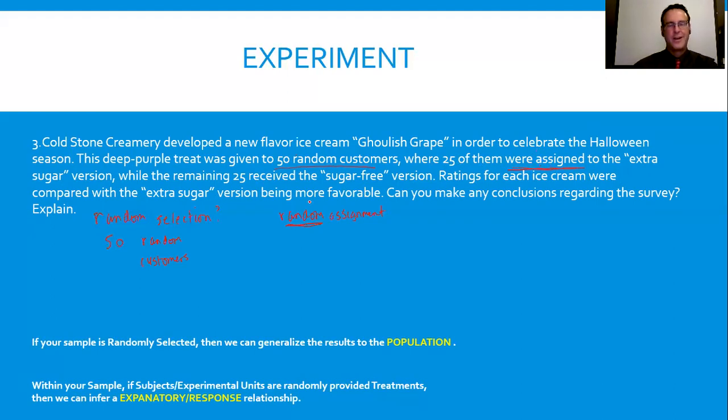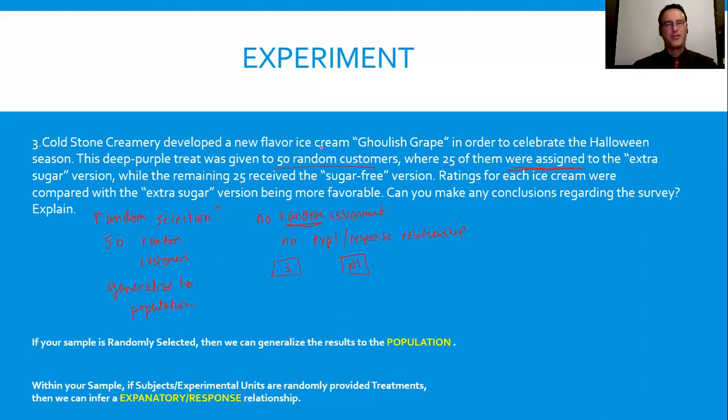If you don't have random in there, you can't say anything about that. So there's no random assignment. And if there's no random assignment to the sugar group of ice cream versus the non-sugar, then there's no cause and effect relationship. There's no explanatory response relationship. However, if you make some discoveries that you think are valuable, not related to the explanatory response relationship, you can generalize to the population. So whatever little discoveries you found here can be generalized, but nothing cause and effect.